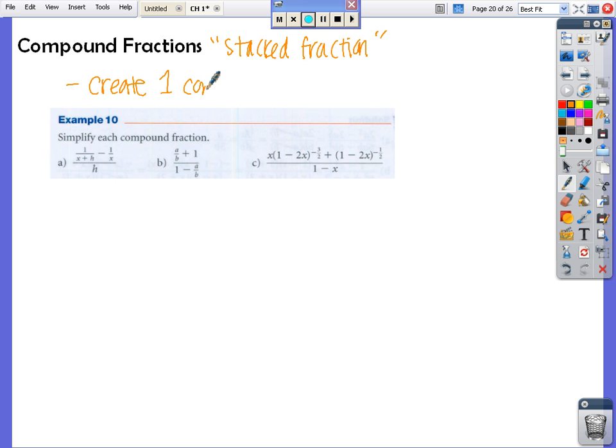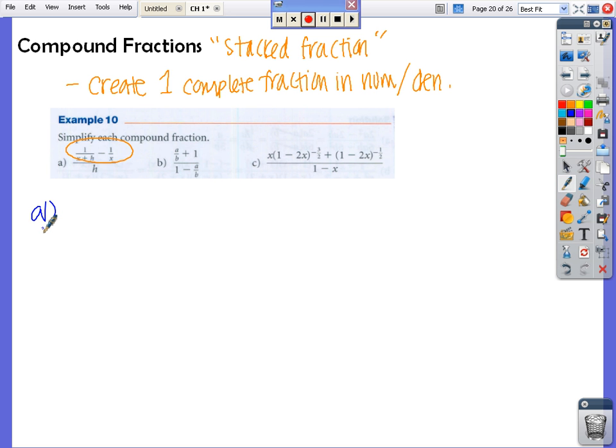one complete fraction in numerator or denominator. So what I mean by complete, this part right here is not a complete fraction. It's two fractions that are being added or subtracted. So let's do part A.